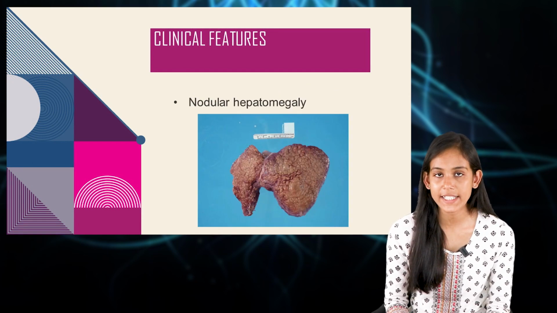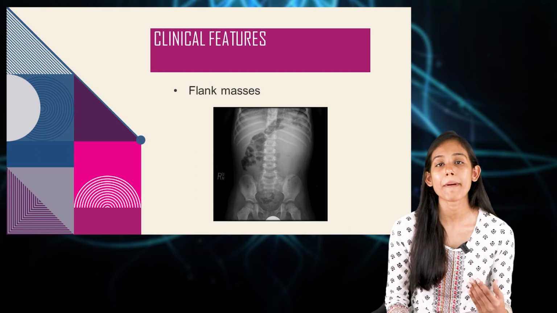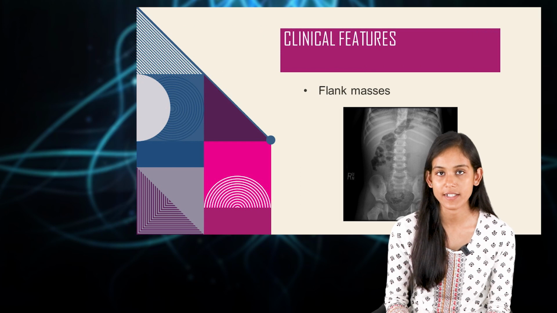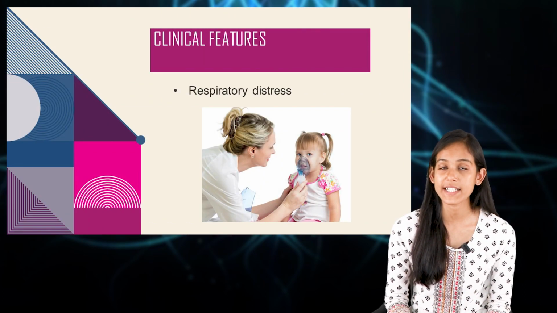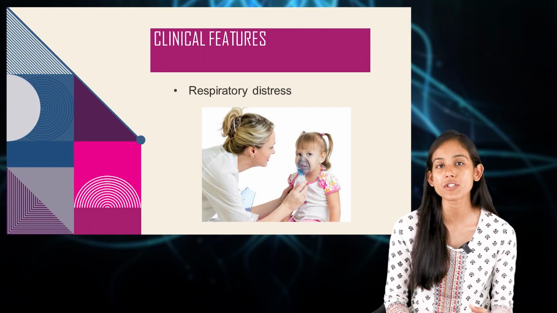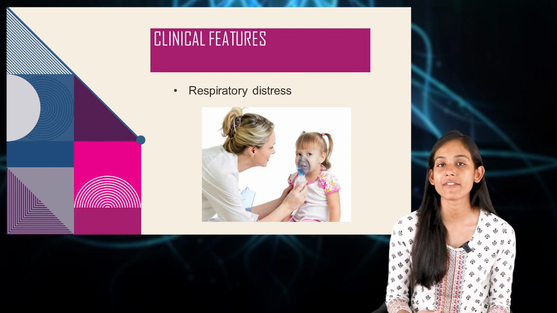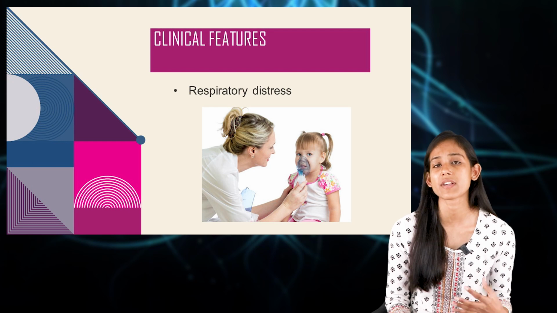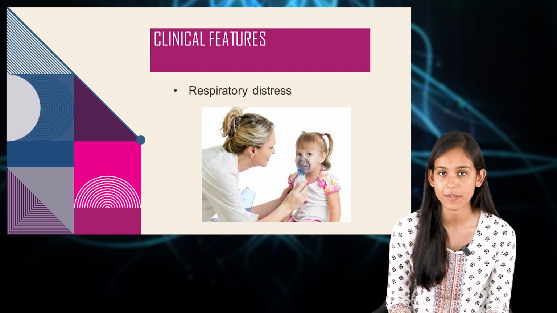Nodular hepatomegaly can be seen, and also palpable bilateral flank masses can be present. And if the child presents in the neonatal period, then we can also see that the child will be having respiratory distress, and this basically results from oligohydramnios. Well, so this was all about the clinical features.